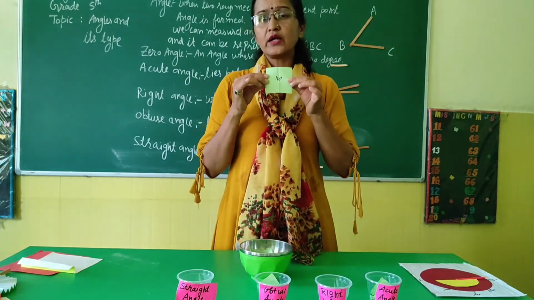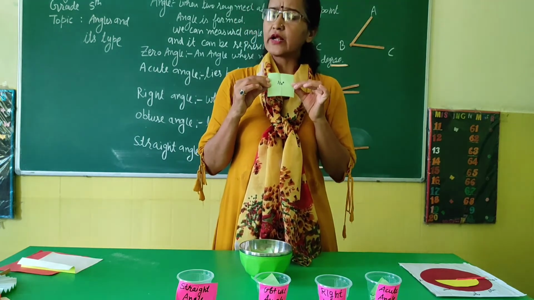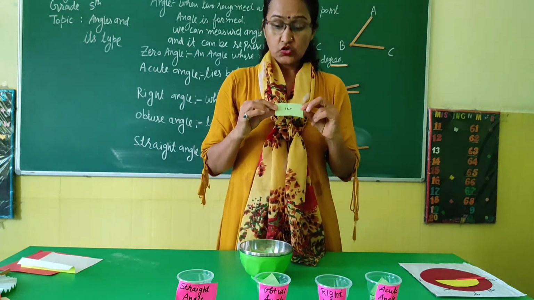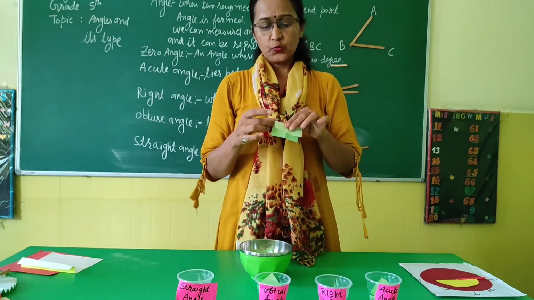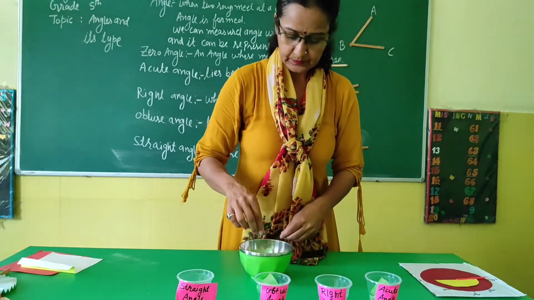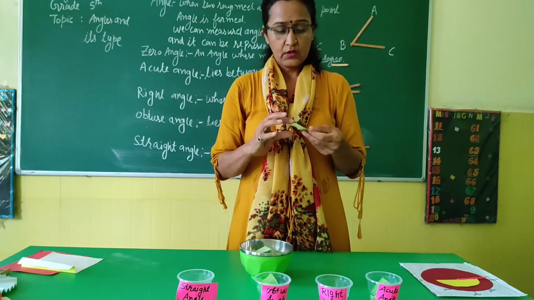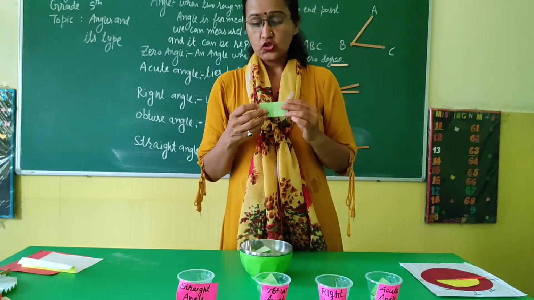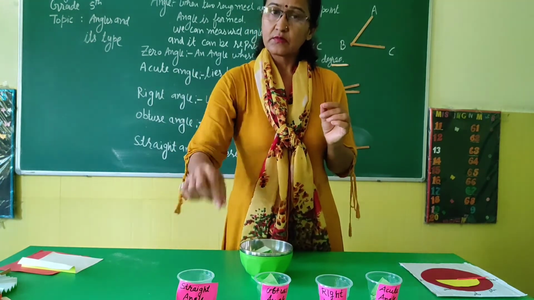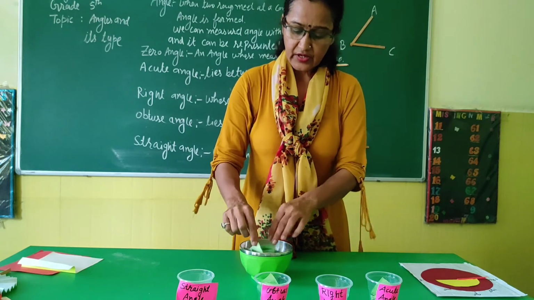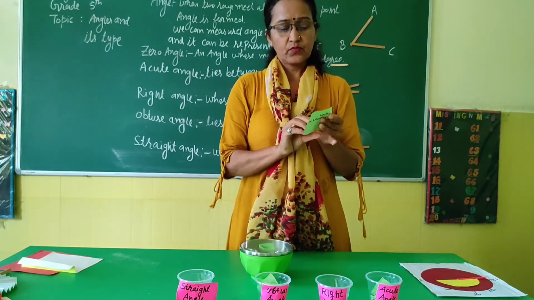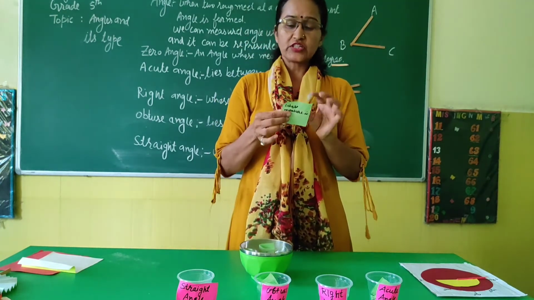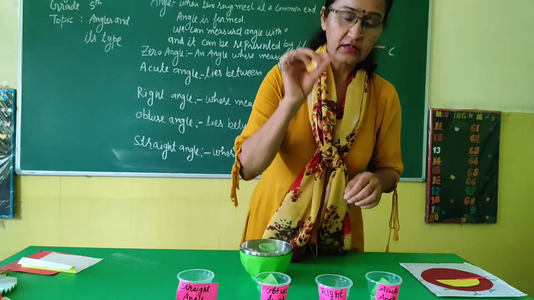Now this is 110 degrees. So 110 degrees is more than 90 degrees but less than 180 degrees. So it is an obtuse angle. So put this chip in the obtuse. Now next, whose measure is 180 degrees? Those angles are called straight angles. So put it in this glass. And the next is, whose measure is 90 degrees? Now 90 degrees is a right angle. So put this chip in the right angle glass.